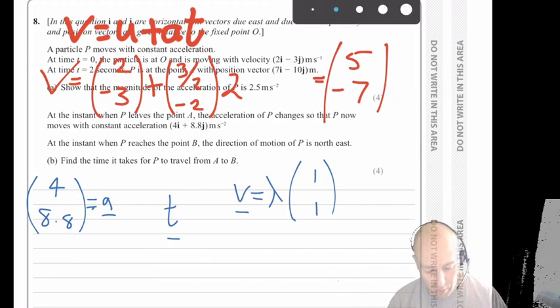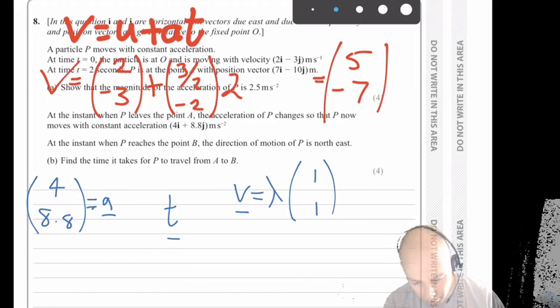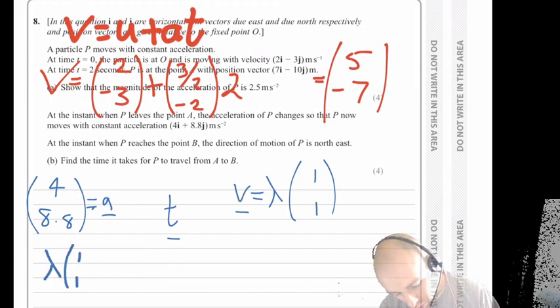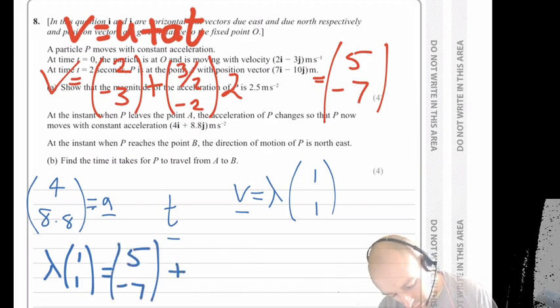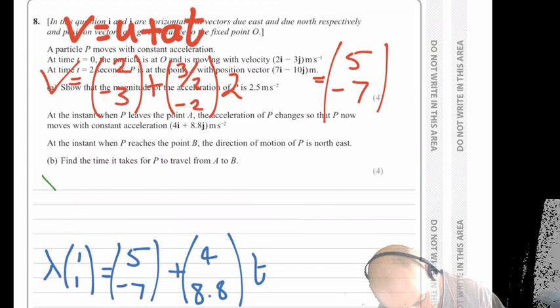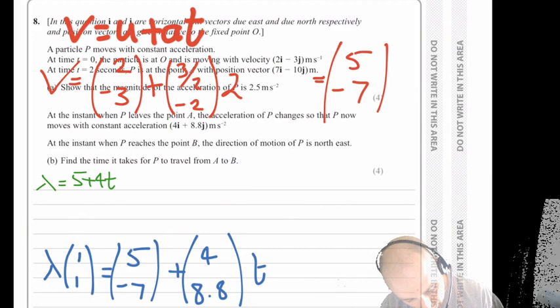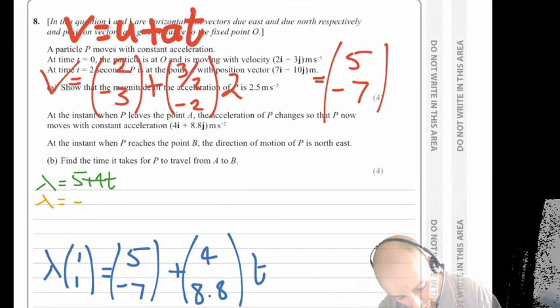And then we've got v equals u plus at again in this part of the question. The only difference is we now have to find lambda first. So v lambda 1 equals u plus a times t. And this is what we're trying to solve there. Equals 5 plus 4t. And for the j coordinates, we get lambda is minus 7 plus 8.8t.